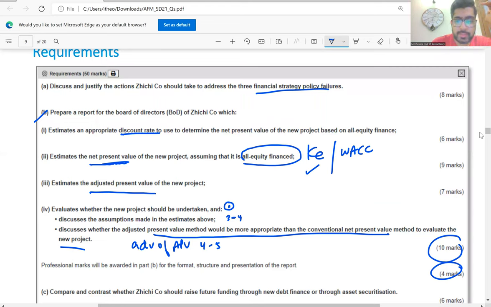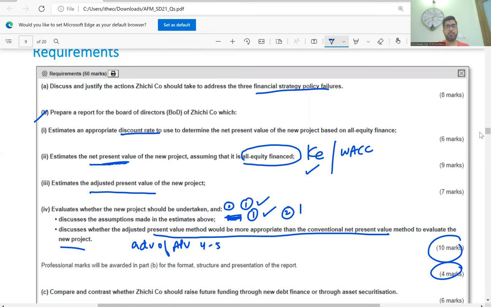Whether it should be undertaken: the NPV is negative, so it should not be undertaken, but when you take the financing side effects into consideration, it should be undertaken because it becomes positive, 1 mark. Assumptions are stated in the question. One assumption stated in the question is that it's all equity finance. Write the assumption that you have made.